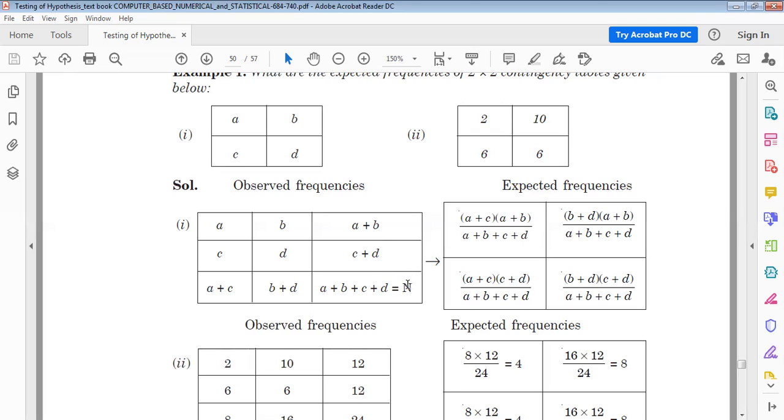So how will we calculate the expected frequency? The expected frequency of this cell will come from A plus B multiplied by this, divided by N. Understand? And how do we get this? Total of this multiplied by this, divided by N. We get the expected value. Understand? Now how do we get this expected value? The row total and the column total are cross multiplied, divided by N. N means what?